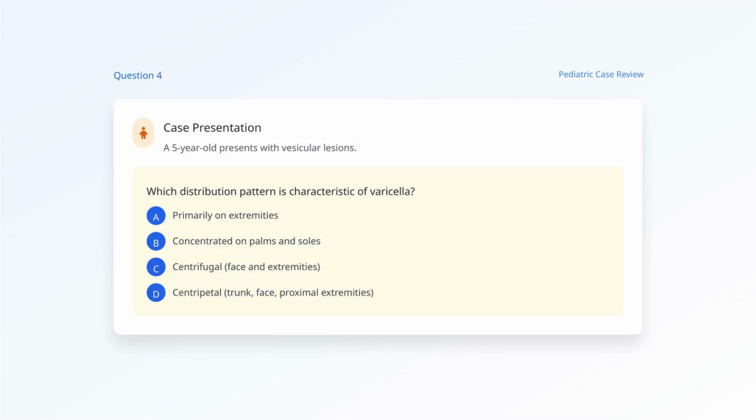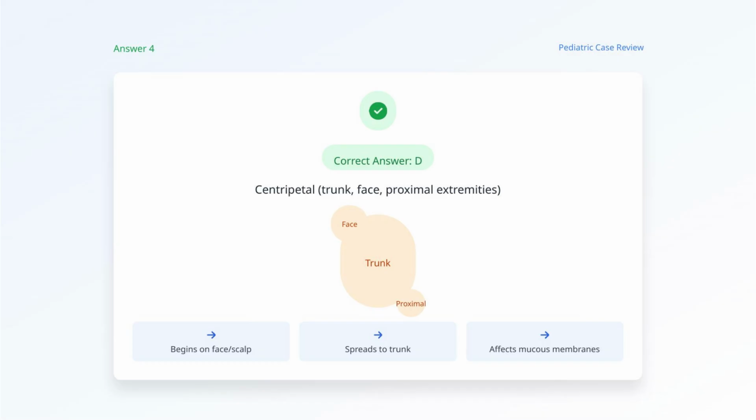A 5-year-old presents with vesicular lesions. Which distribution pattern is characteristic of varicella? A. Primarily on extremities. B. Concentrated on palms and soles. C. Centrifugal, face and extremities. D. Centripetal, trunk, face, and proximal extremities. The correct answer is D.